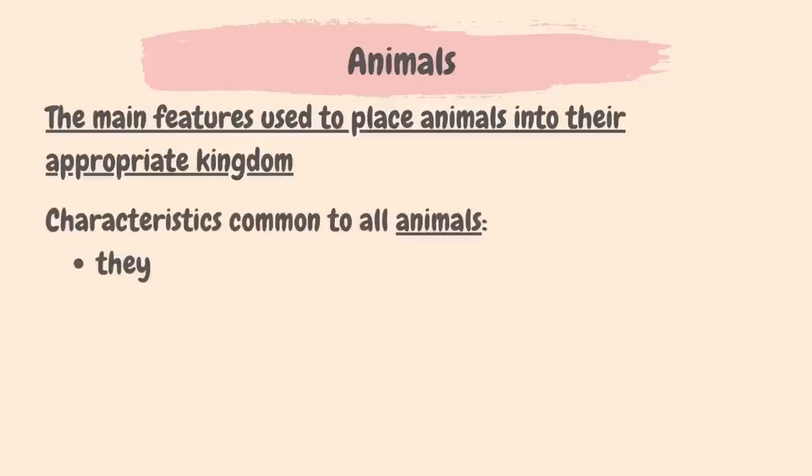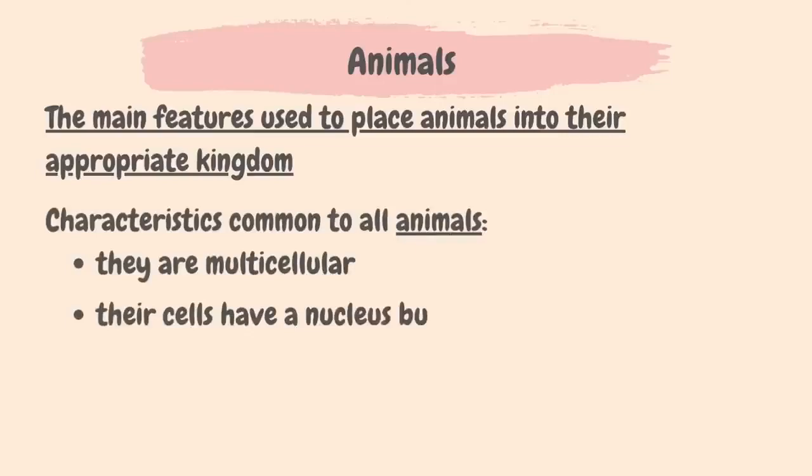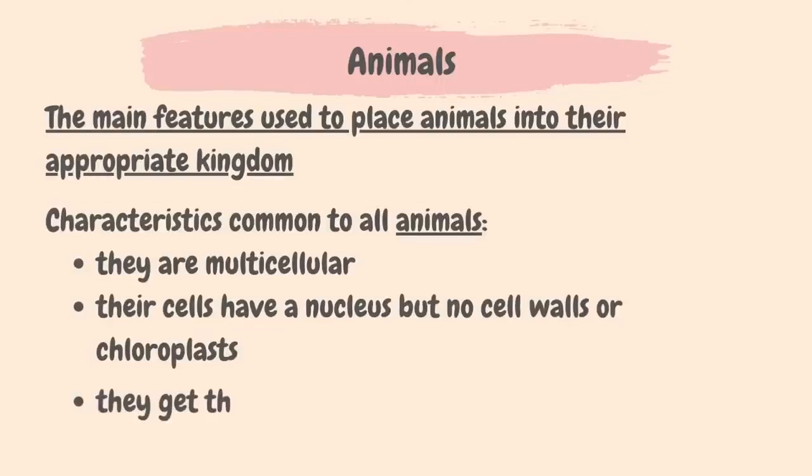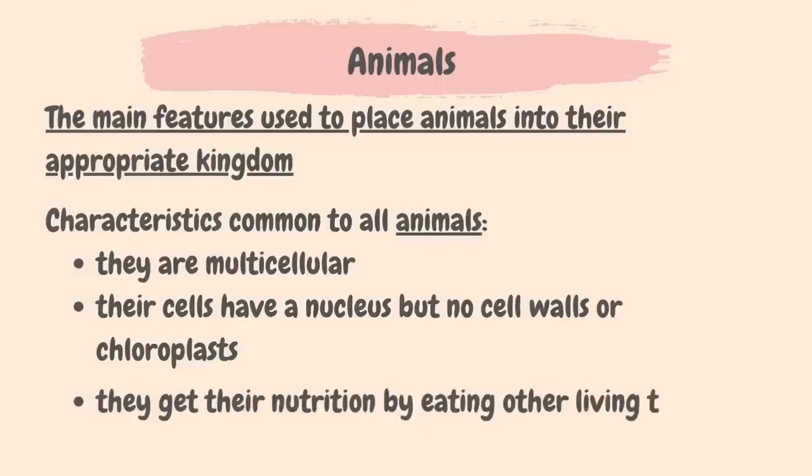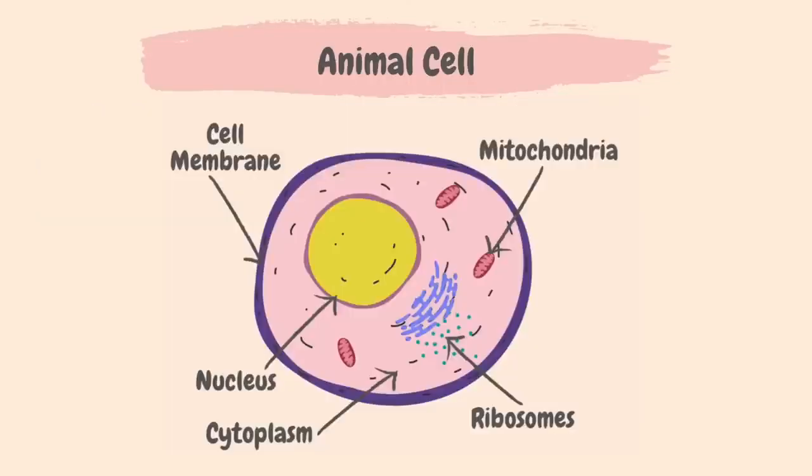The main features of all animals are they are multicellular, or made of many cells. Their cells contain a nucleus but no cell walls or chloroplasts. And they get their nutrition by eating other living things. Here's a picture of an animal cell. As you can see, they have a nucleus, cell membrane, mitochondria, ribosomes, and cytoplasm.